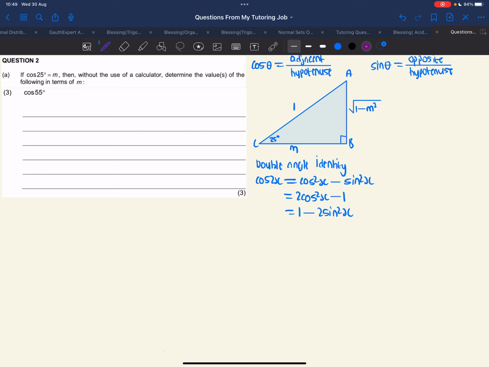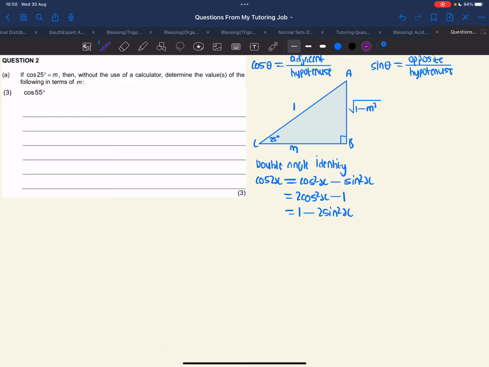Okay, right now the A3 question. They say to find the cos of 55 degrees. Now this one is going to get tricky, but not that tricky. So basically here we have to find two degrees that we can combine, that can give us 55 degrees.